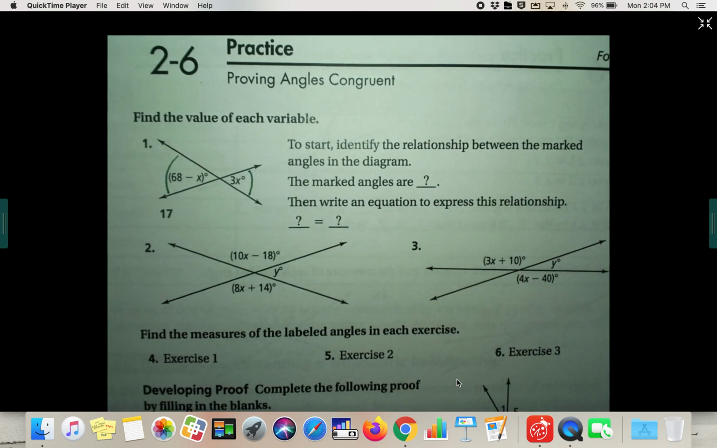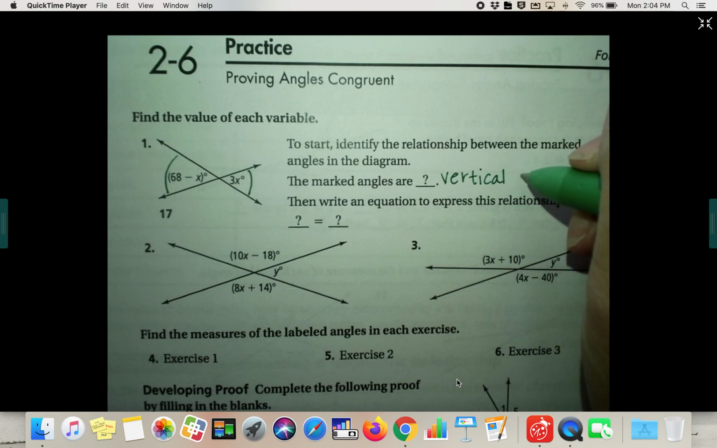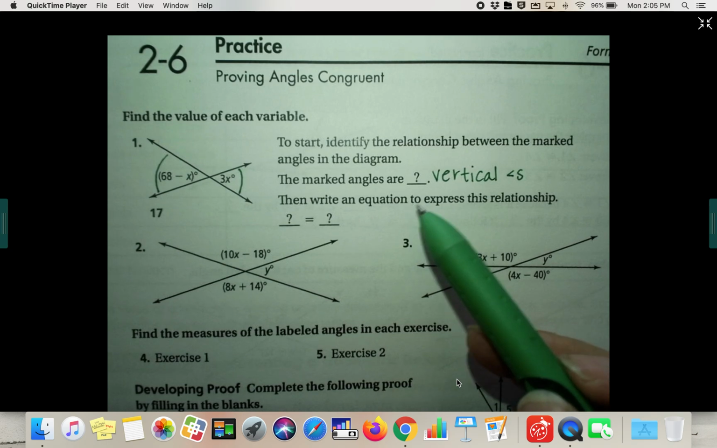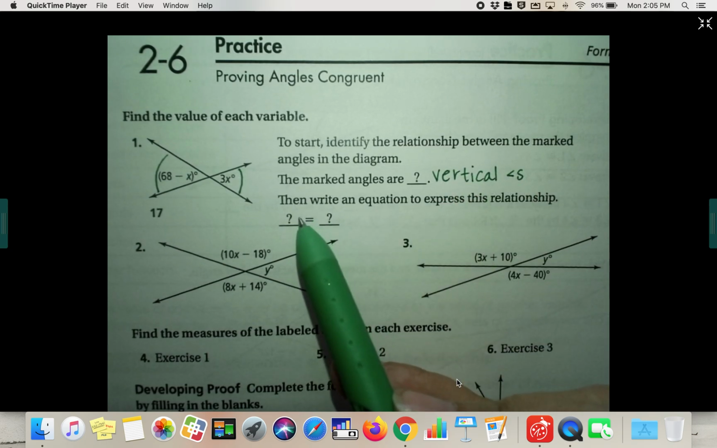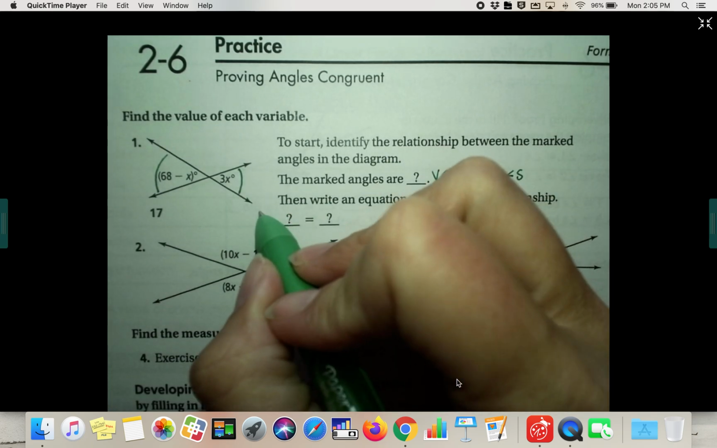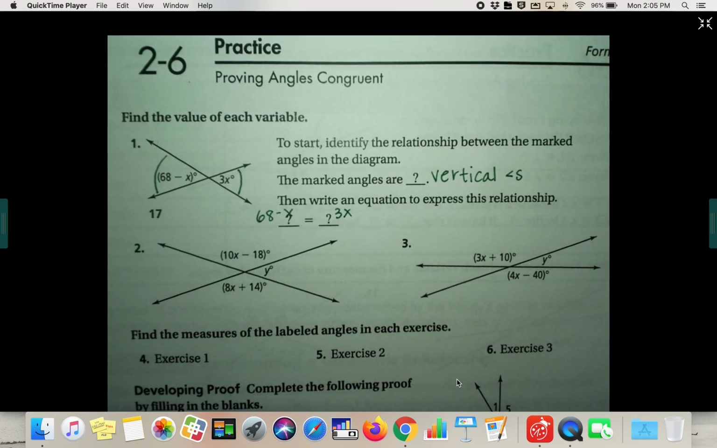I hope you remember this vocab word, they are vertical angles. Then write an equation to express this. If you know that vertical angles are congruent, then you know that this angle equals this angle. So that would be 68 minus x equals 3x.